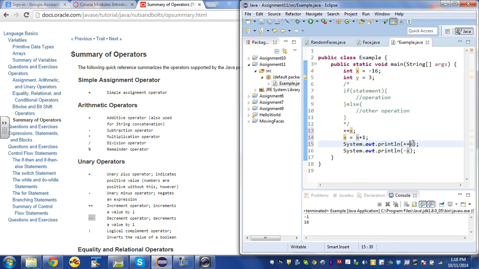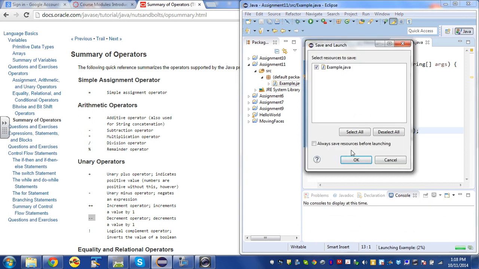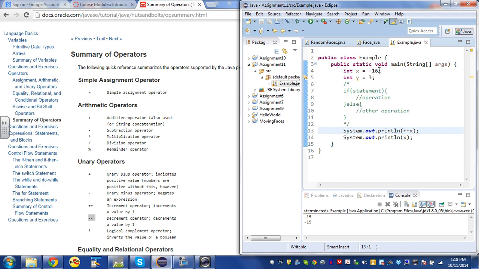I'm just going to say plus plus x, and get rid of this stuff, and run that. We'll make x positive so it's a little bit less confusing. So x is 16, plus plus x adds 1 to x, and then evaluates to whatever is stored in x. So if x had 16 in it, you add 1, x becomes 17, and then the expression evaluates to 17.